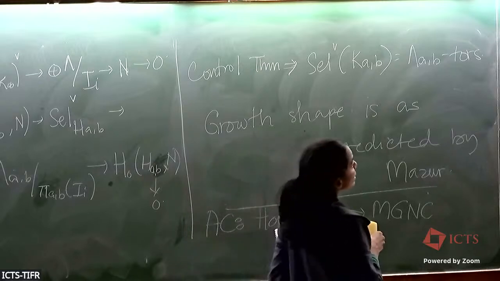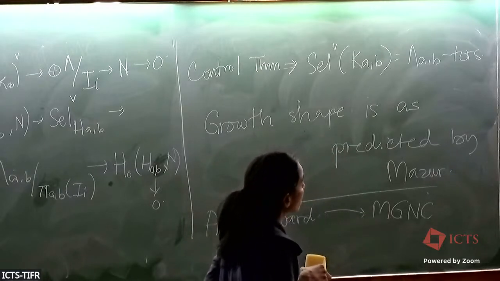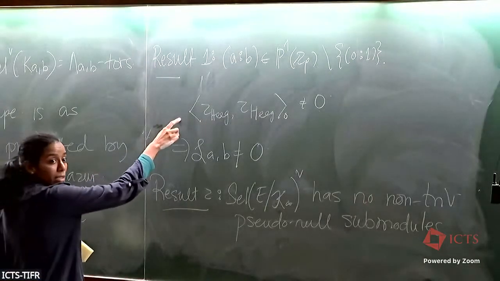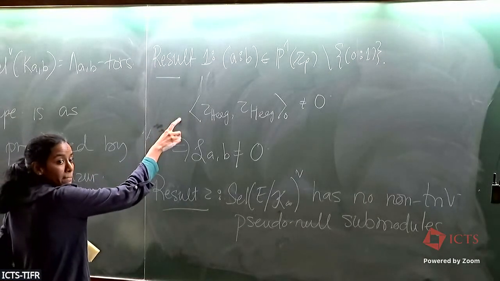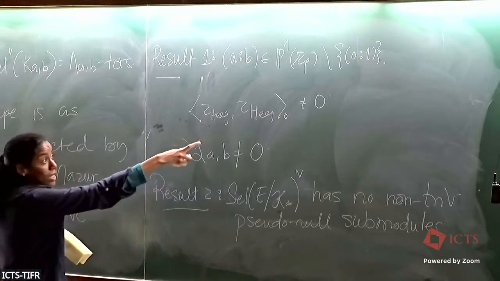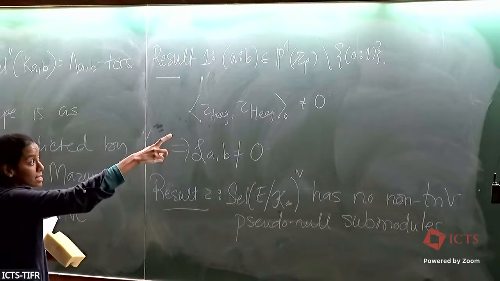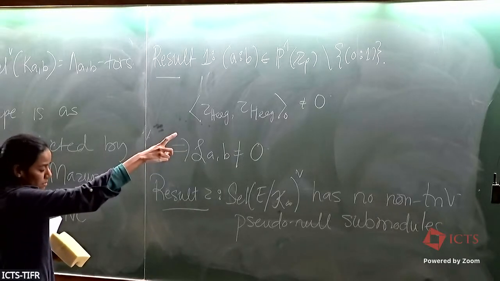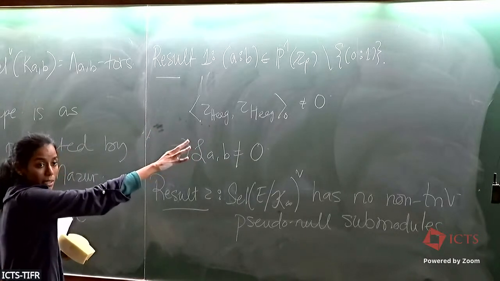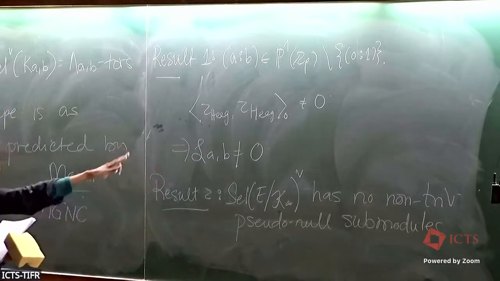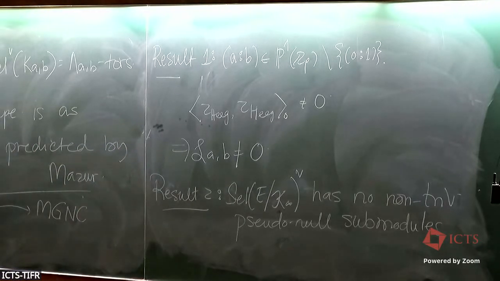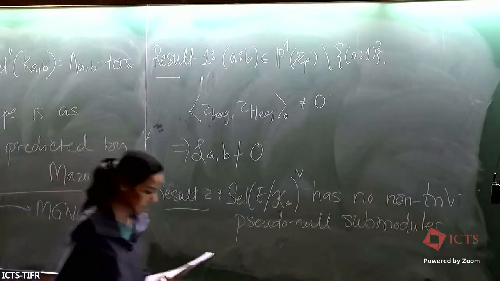Oh, result 1. Does this depend on AB? Oh, wait, this is a hypothesis that I need. This hypothesis of this being non-zero does not depend on AB. If that was the question, then yes, this does not depend on AB.